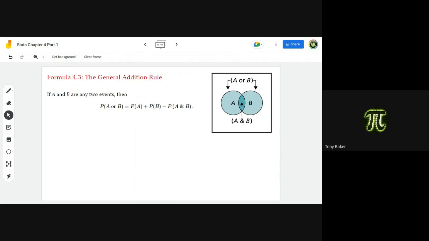Now, technically, this rule works for everything. Because if there's no overlap, what's that going to be? 0. So you just subtract 0. So it doesn't really make a difference. That's why this is called the general rule, because this works for technically every example, even if they don't overlap. But you're subtracting off one of those because you're counting it with A and counting it with B. So you want to subtract off 1 because you only want it once, not twice.